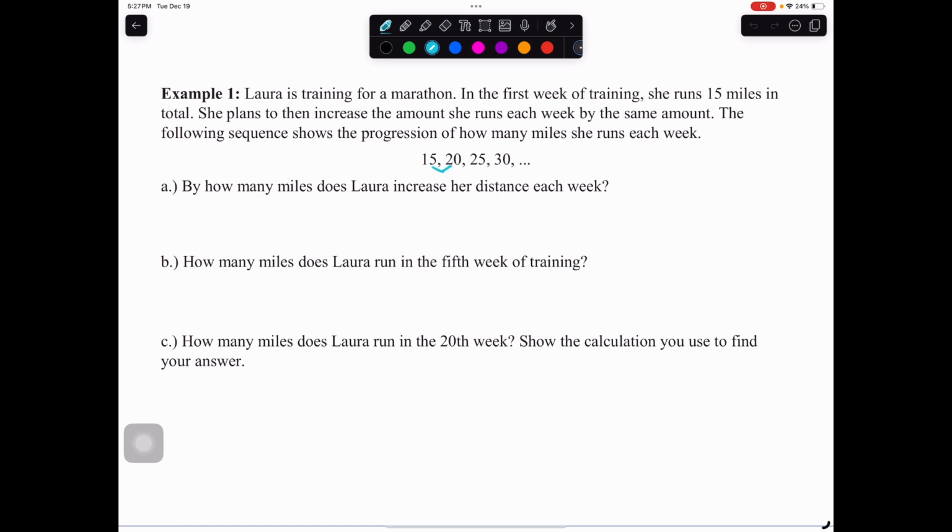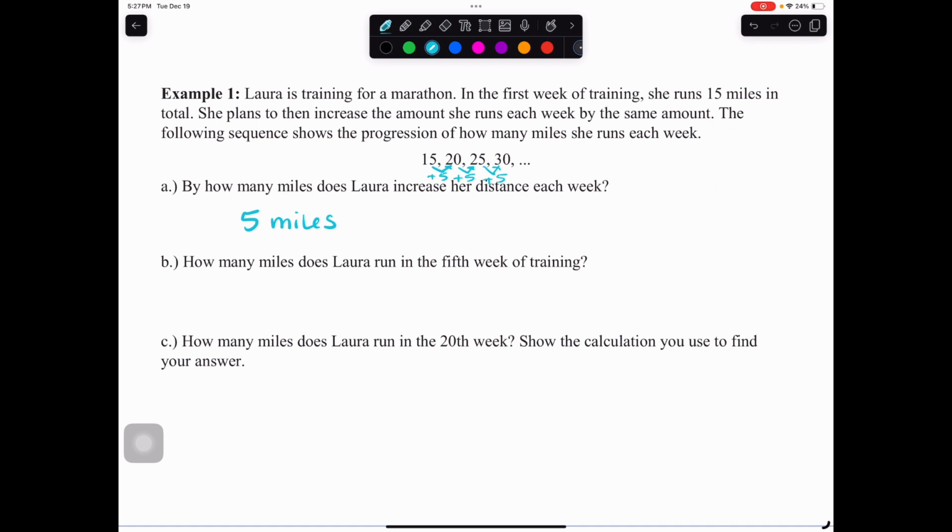Question A, by how many miles does Laura increase her distance each week? How did 15 become 20? We added 5. How did 20 become 25? We added 5. How did 25 become 30? We added 5. So we can see that she's adding 5 each time. So how many miles does Laura increase her distance each week? That would be 5 miles.